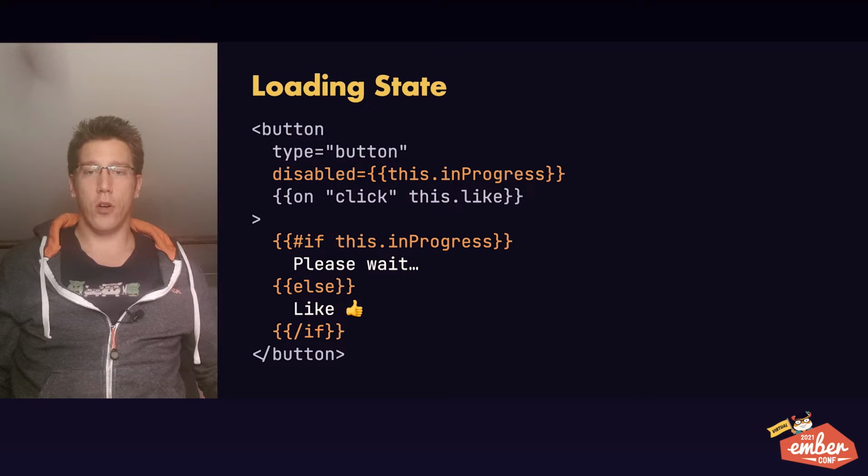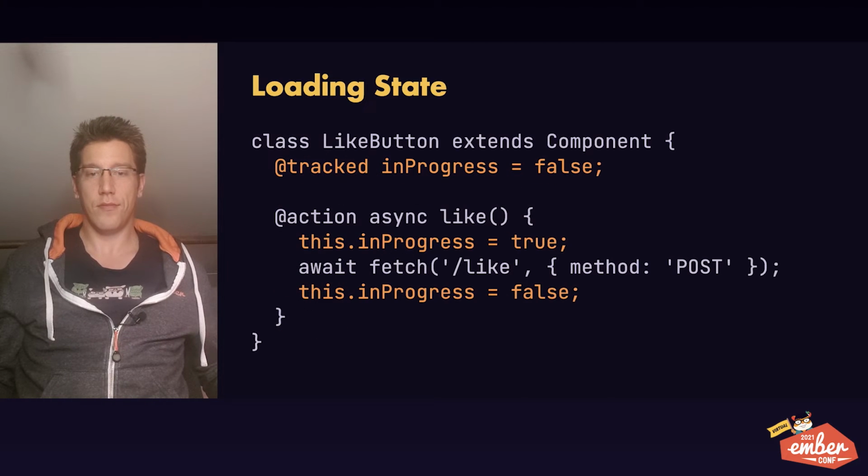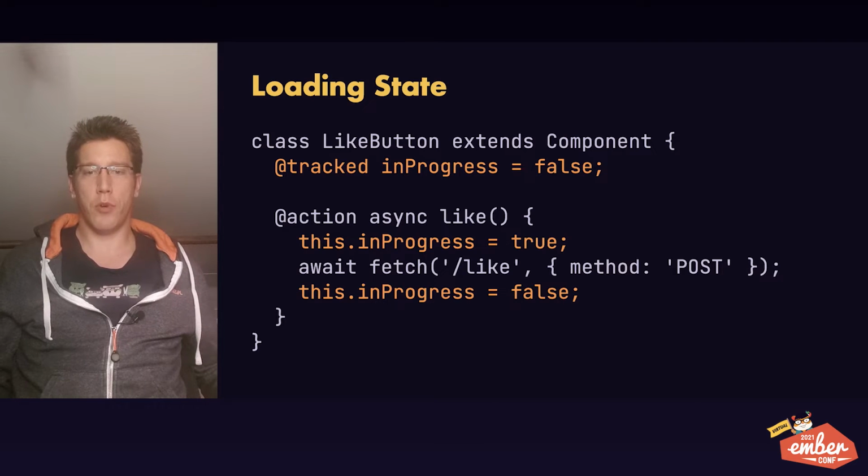We can implement this in our component template by introducing an in-progress property. We directly assign it to the disabled attribute of the button, and we will use a condition in the button to change the text if the property is true. On the JavaScript side, we will implement that as a tracked property, which we set to false by default. Calling the like action will set it to true before starting the request. After the response comes back, we will finally reset it to false.